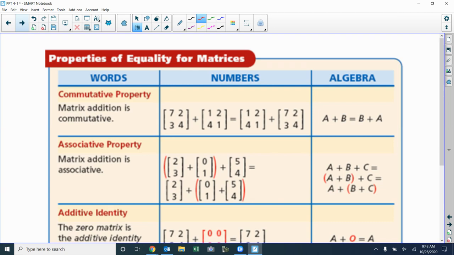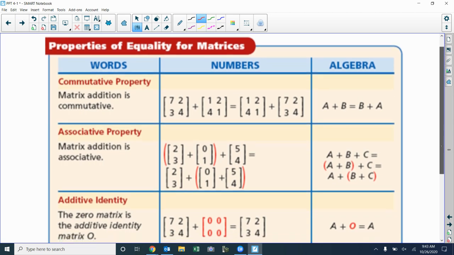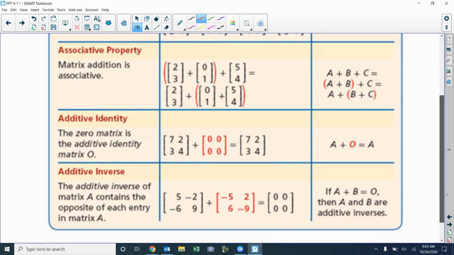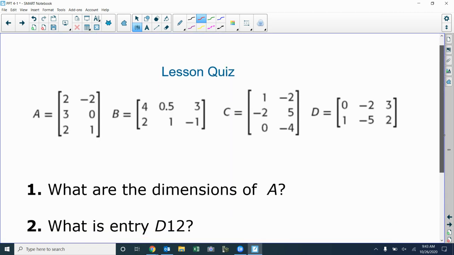All right, some of these properties hold true. Nothing real important here. We have the commutative, we can change the order, associative. Okay, you can distribute, additive. There's an inverse, but we'll talk about those. Our calculator is going to give those to us.